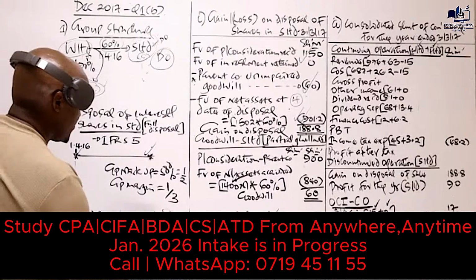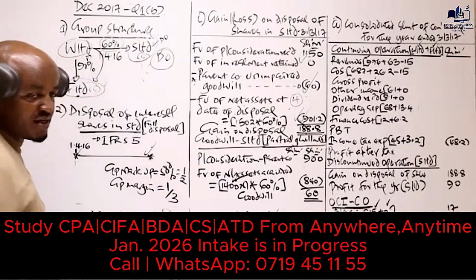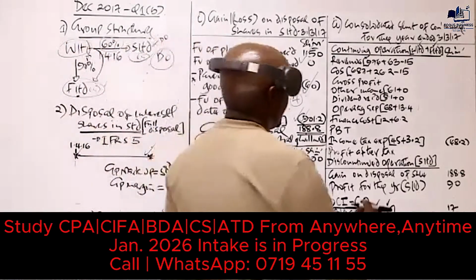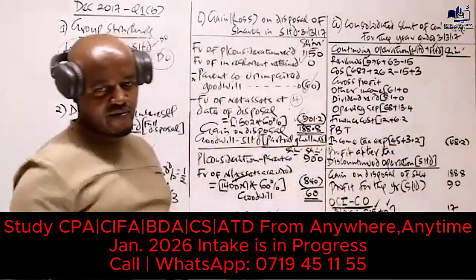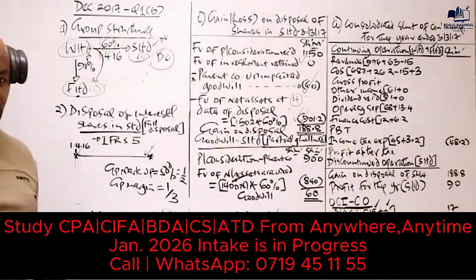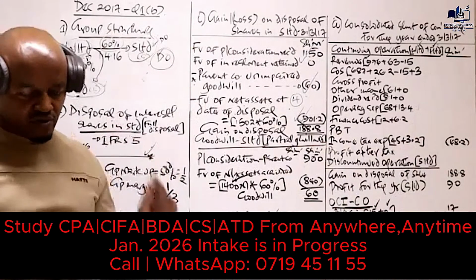No, is it 5 or 3? Should be 3. That and that will go. And that means that we have an unrealized profit of how much? 3 million. So this unrealized profit, when preparing this one, we add it to the group cost of sales. Remember, if you are preparing consolidated statement of financial position, we less that from the group inventory.